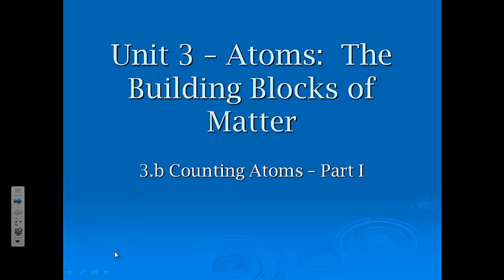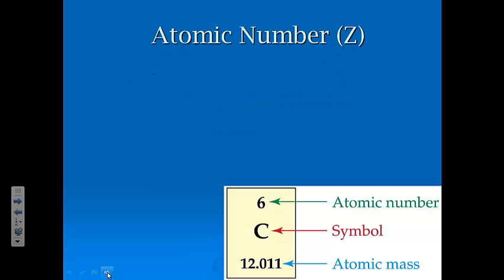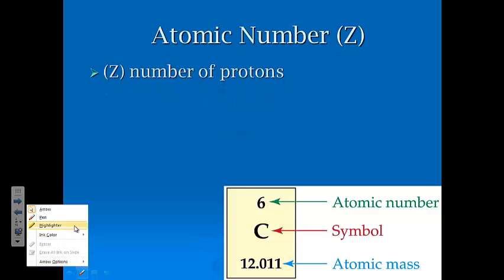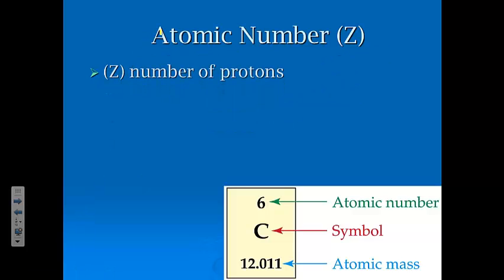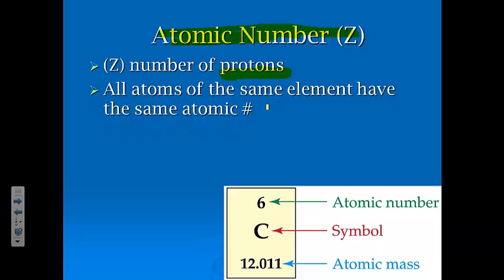As we're getting into counting atoms or numbers, there's some topics that we need to define first. The first one is going to be atomic number, abbreviated as Z, and the atomic number is the number of protons. Now the number of protons is very important because all atoms of the same element have the same atomic number, or the same number of protons.